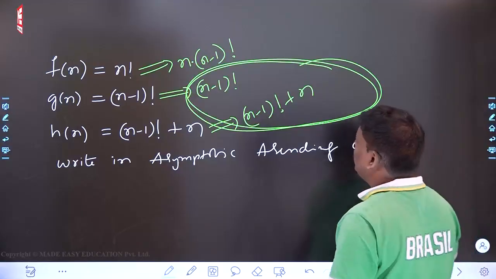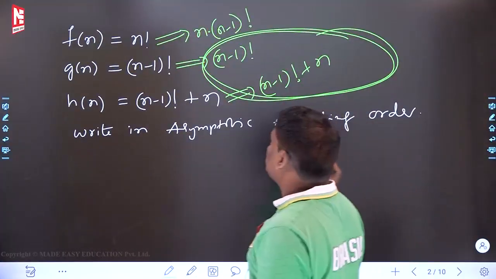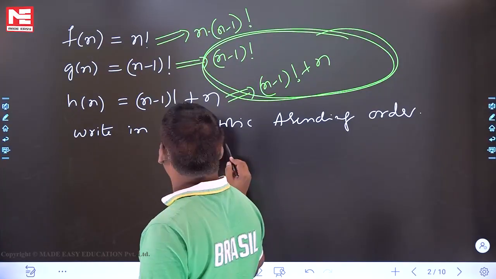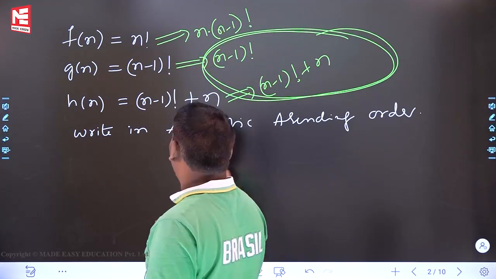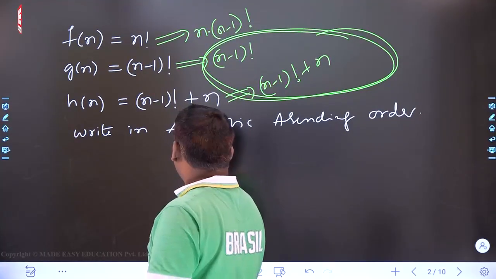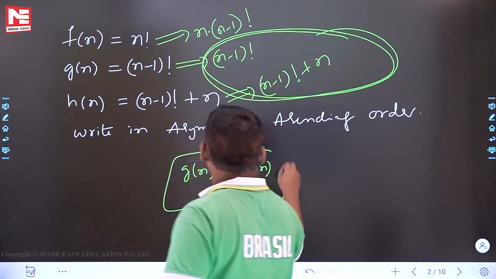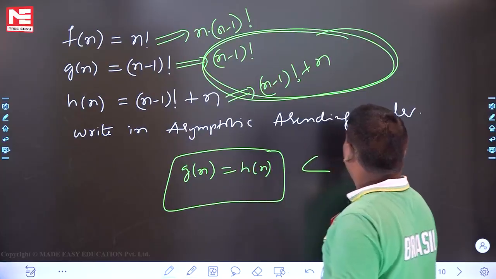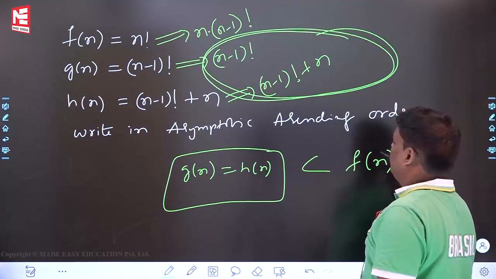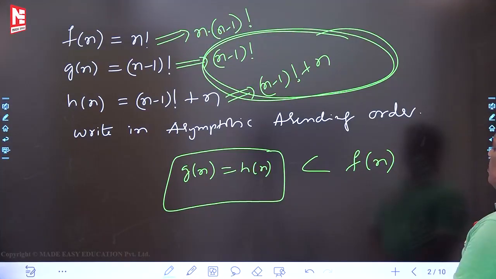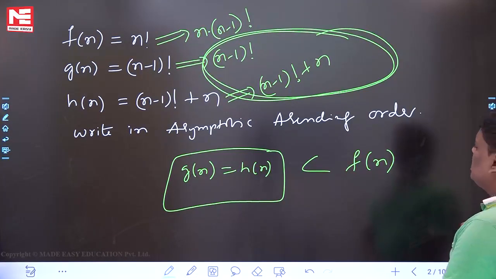Can you help me now? What is the relation between all these? Which are smaller here? I think Fn, sorry, which are smaller? Gn and Hn, which are both equal. Let me write now. Gn is equal to H of n. That is fine. Right? These two are less than F of n. They are asking to write in asymptotic ascending order. Gn, Hn both are equal, which are smaller, less than Fn.